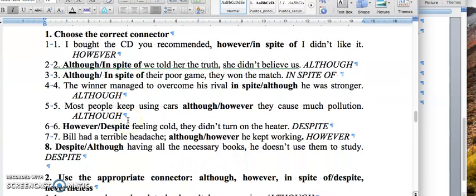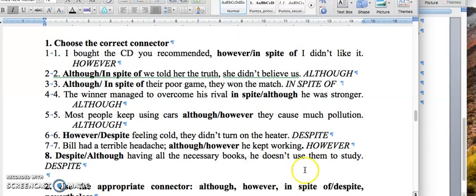In this case, one of them, I think it was Dom, I think it was this one. So I bought your CD, the CD you recommended, so with I we have to use however, okay? Because this one is plus a noun phrase or verb plus ing. So it's the same as here. If we have of, is noun or verb plus ing, so that's why we use although. In this case, we have noun phrase. Este es un noun phrase. So that's why we use in spite of.